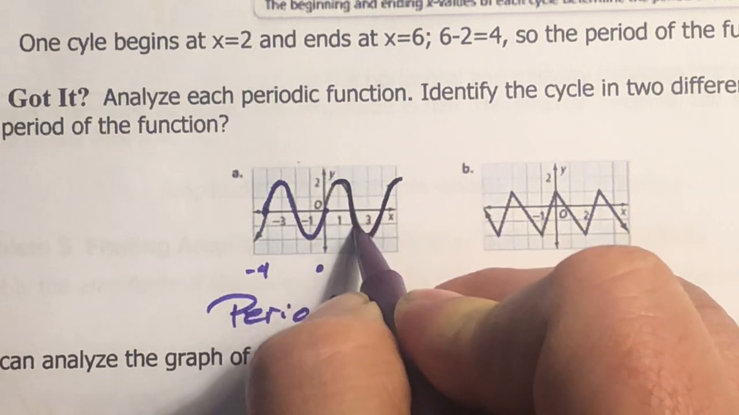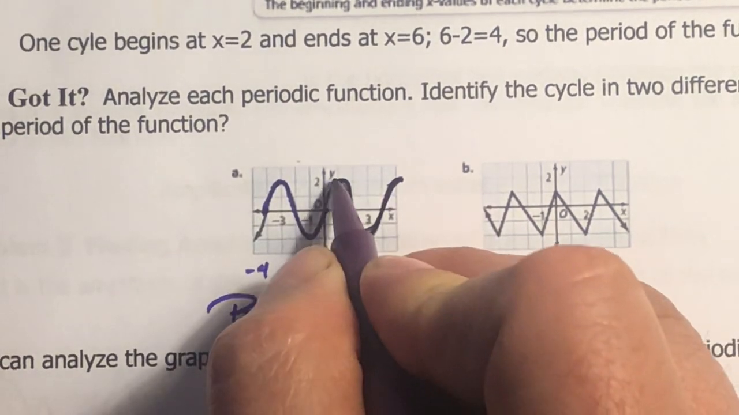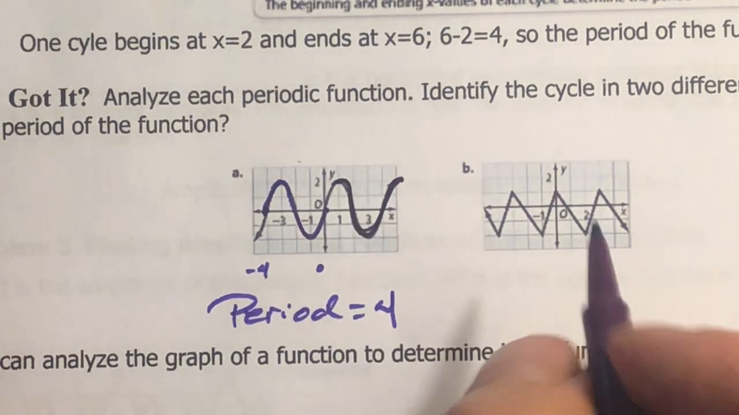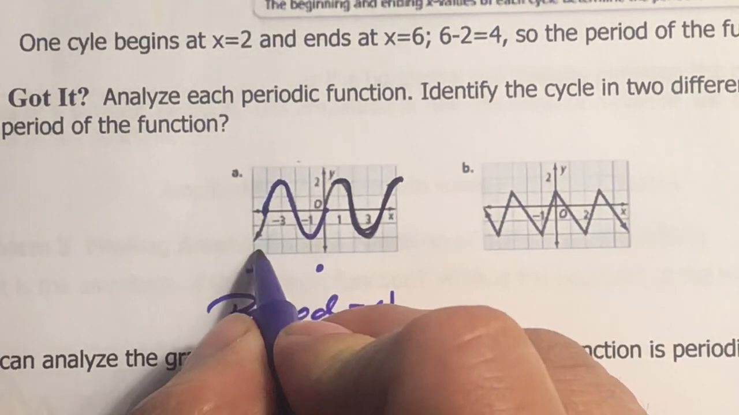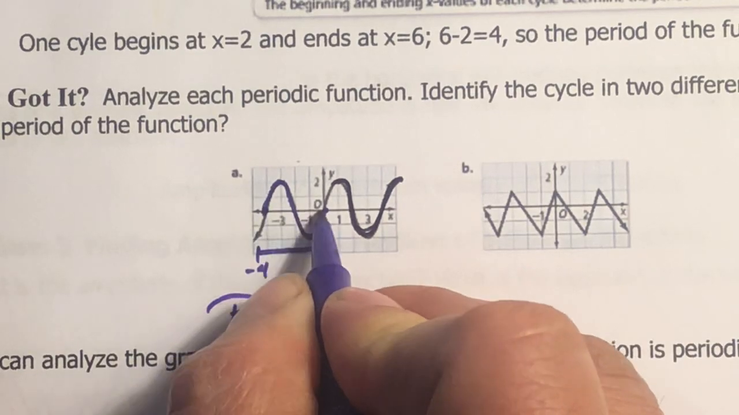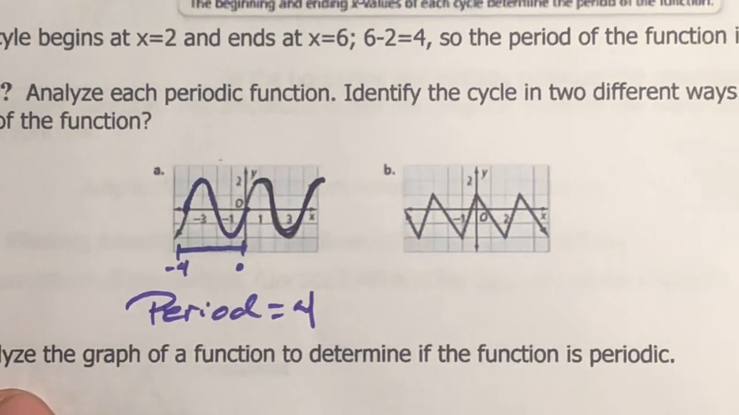Just like that. Okay, so I represented one cycle there, and this time I started up here, and there's the other cycle. So I represented it in two different ways. And again, the period is the length of that cycle. I went from -4 to 0, so the period would be 4.